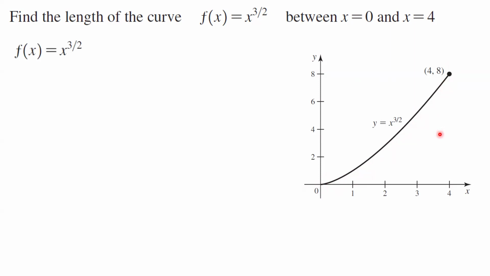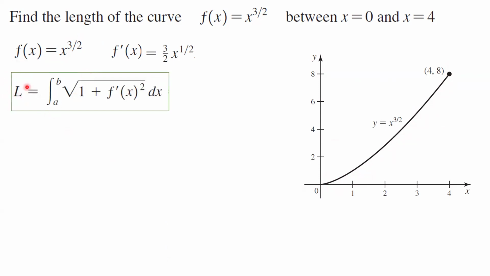Remember that your function f of x, which is x to the power 3/2, has derivative f prime of x, which is 3/2 x to the power 3/2 minus 1, or a half. The length of the curve from a to b is the definite integral from a to b of the square root of 1 plus f prime of x to the second power, dx. We have all the pieces of information. We just need to plug in and simplify as much as we can.